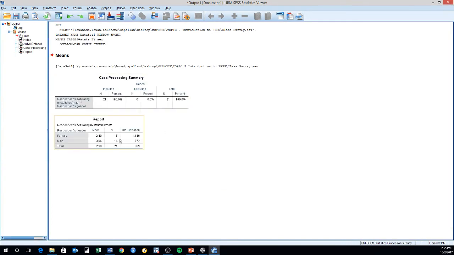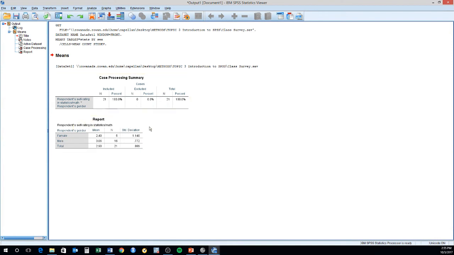and you get two tables. The first table tells you the percent of respondents that answered both questions. And here it says that it's 100%. 21 out of 21 respondents answered both questions, which is a great thing.